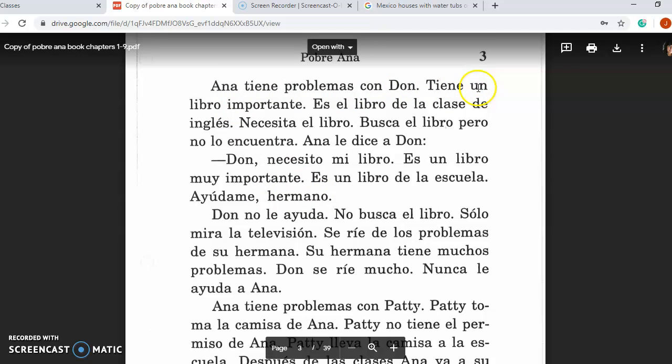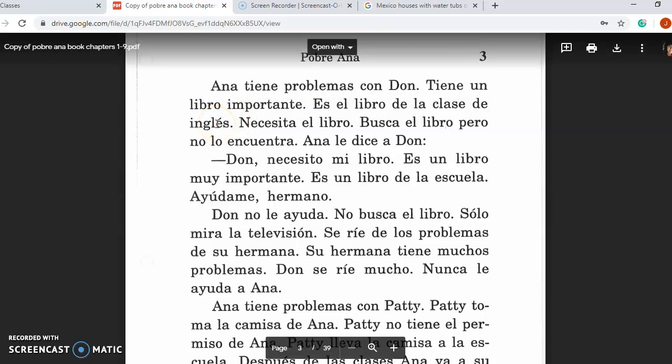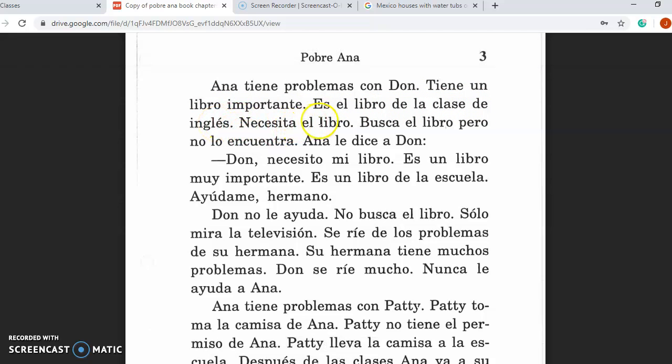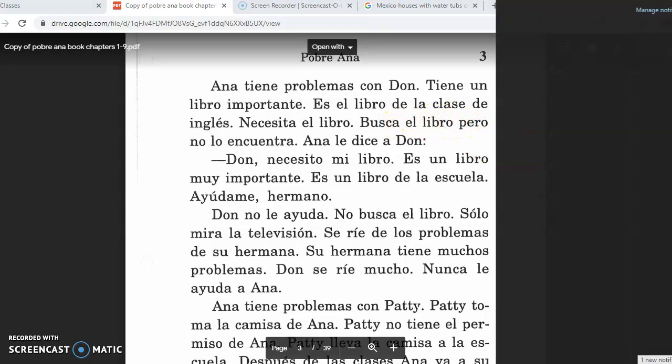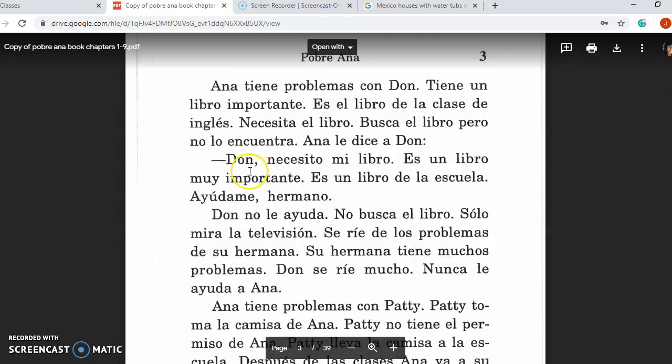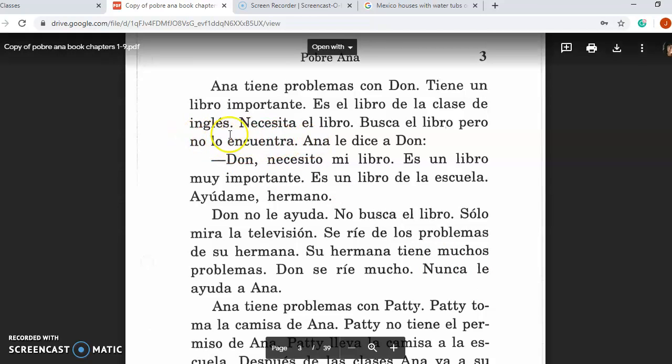She has an important book. It's the book of the class of English, or her English book. She needs the book. She looks for the book, but does not find it, and the "it" comes first in Spanish. "It" she does not find.